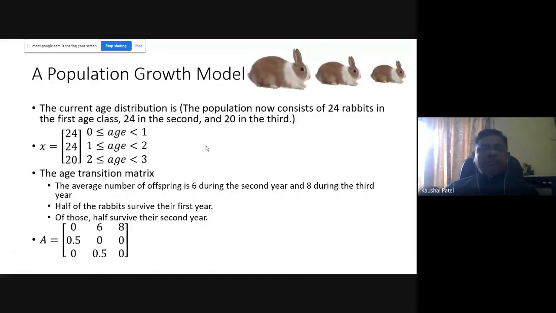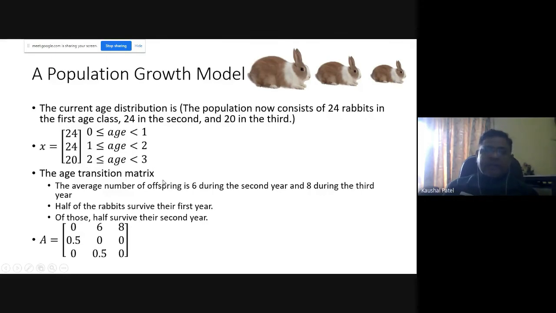Now from the information, I convert it into matrix or vector form. The current age distribution is 24 rabbits in the first age group, whose age is 0 to 1, 24 rabbits in the second age group, whose age is 1 to 2, and 20 rabbits whose age group is 2 to 3.